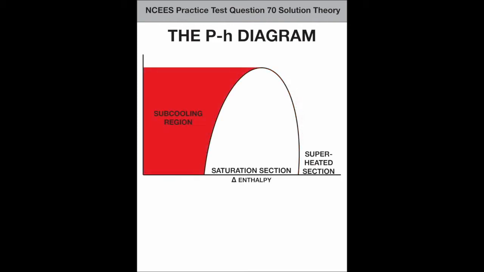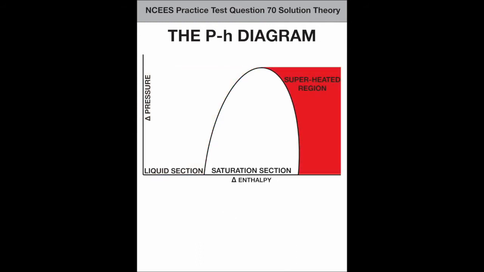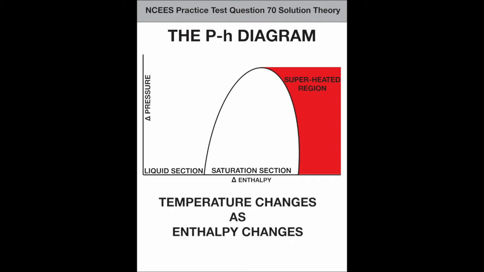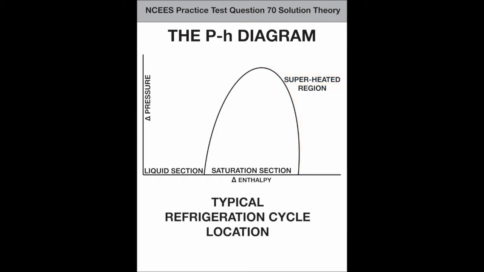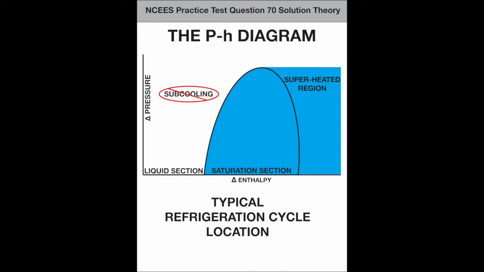3. Here is the subcooling region. This is where there is a change in temperature as the refrigerant gains or loses enthalpy. Notice, the problem mentions subcooling. 4. Here is the superheated region. Again, this is where there is a change in temperature as the refrigerant gains or loses enthalpy. A typical refrigeration cycle will take place in the saturation dome and in the superheated region. Unless a problem explicitly states it, assume nothing happens in the subcooling region.